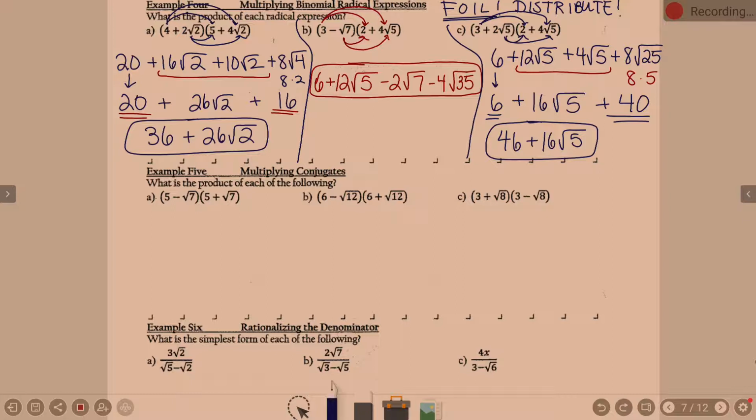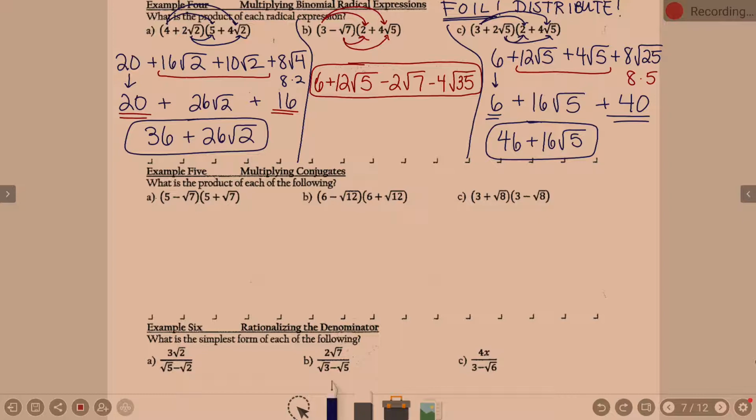This is foiling. You guys already knew how to foil. Now, when we look at this next row, it's asking what is the product of each of the following. It says multiplying conjugates. I feel like we've used the word conjugates in this class already this year.